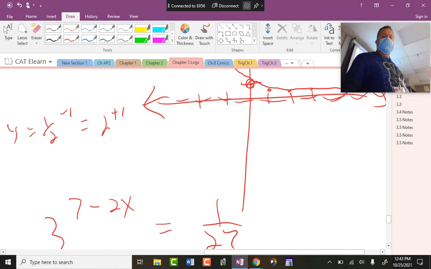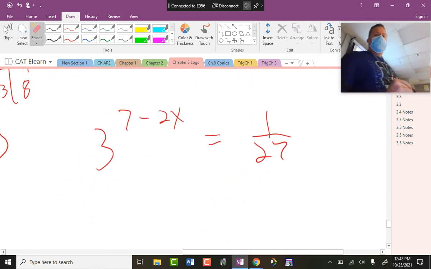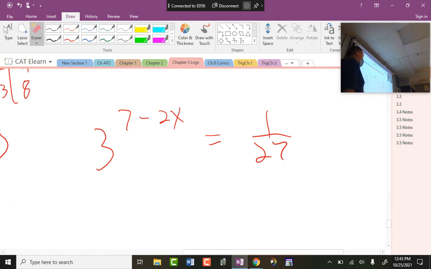One more of these. What's that thing? Oh, the graph. I'll get rid of that. 3 raised to the 7 minus 2x power equals 1 over 27.